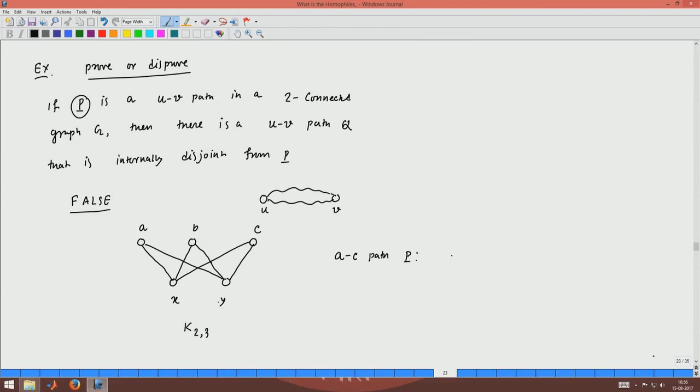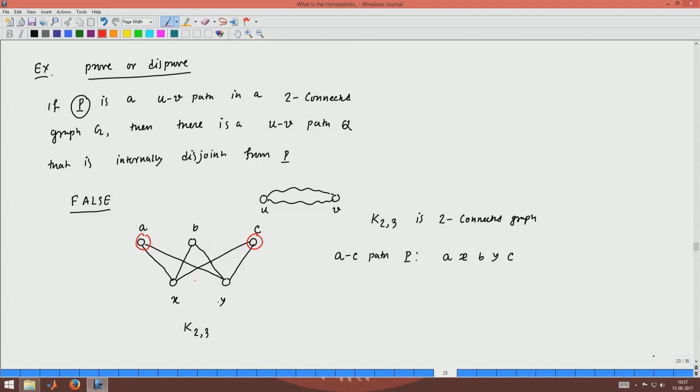So, one AC path is A X B Y C, and it is easy to see that this K 2 3 is a two connected graph, because you can't find a single vertex whose removal can disconnect the graph. So, K 2 3 is a two connected graph, and I specify one path between A and C. Since this is two connected, between every pair of vertices, say for example, A and C, there are two internally disjoint paths. That is true.